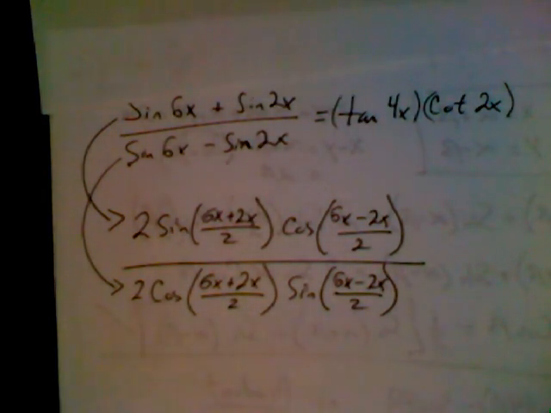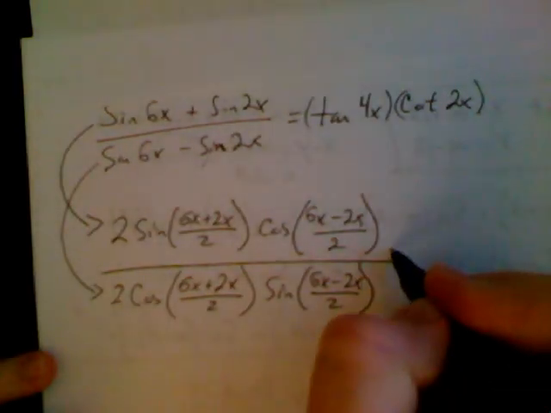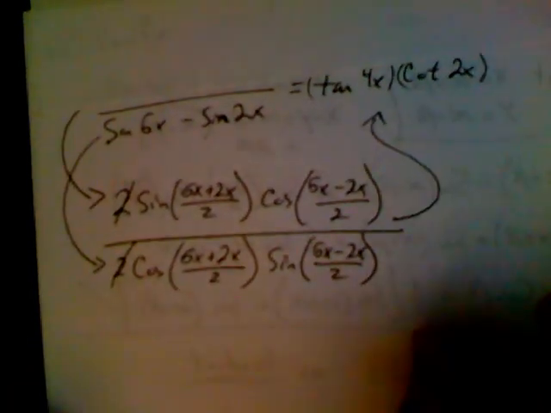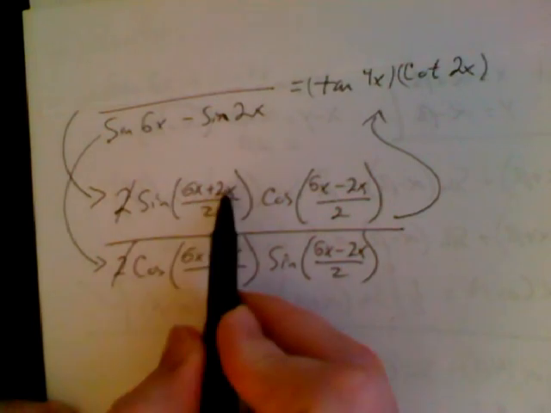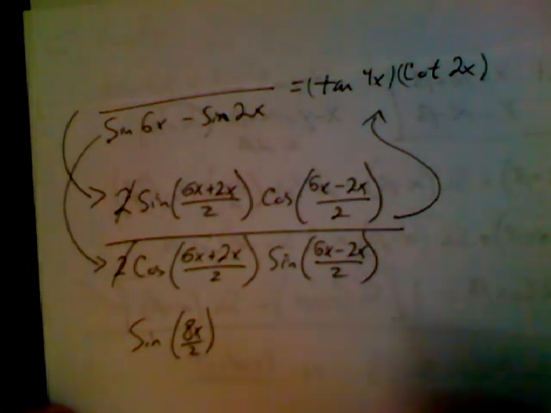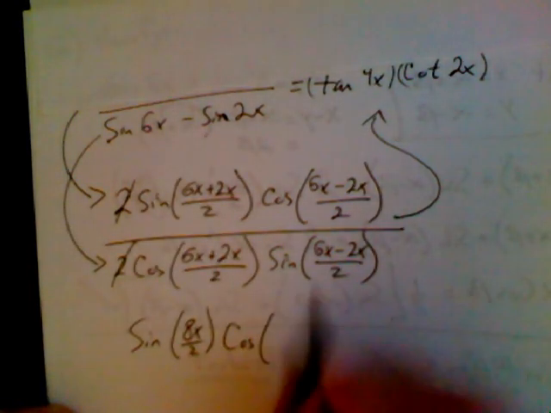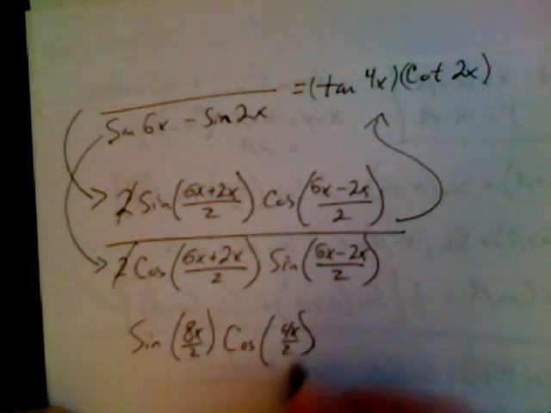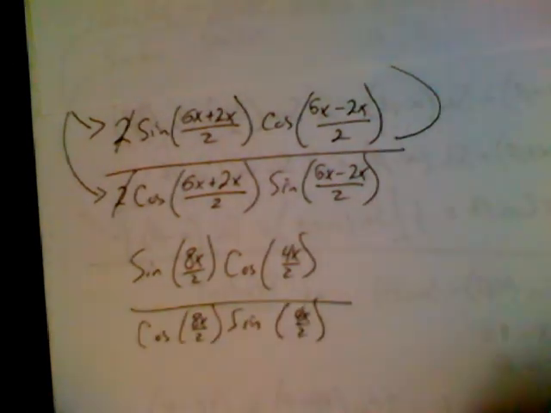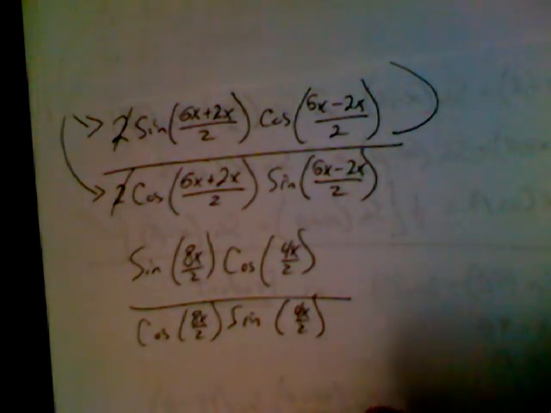Now, if you're good with verifying identities at this point, some of you can see the connection from this point up to this point. If not, let's work through some of these details. The 2's will cancel out. I have sine of 6x plus 2x, which on the inside is 8x, but I'm also dividing by 2. That's the top piece. Then I have the cosine of 6x minus 2x, that's really 4x divided by 2. On the bottom, I have the cosine of 8x divided by 2 and the sine of 4x divided by 2. You'll notice that these angle measures are matching up quite nicely.